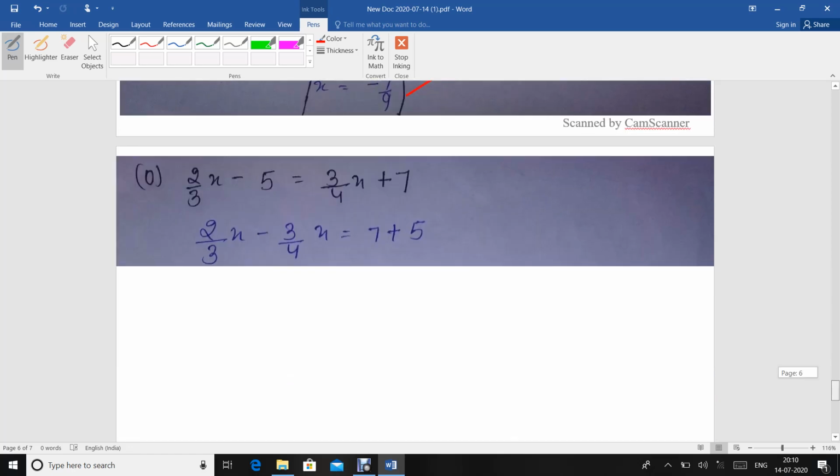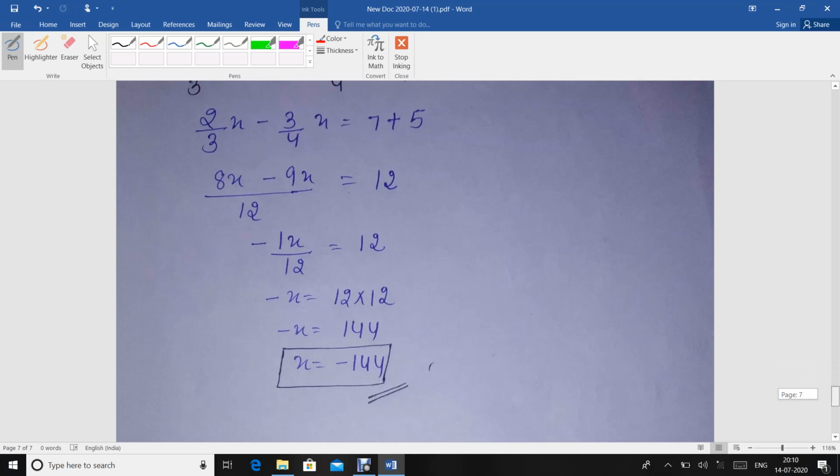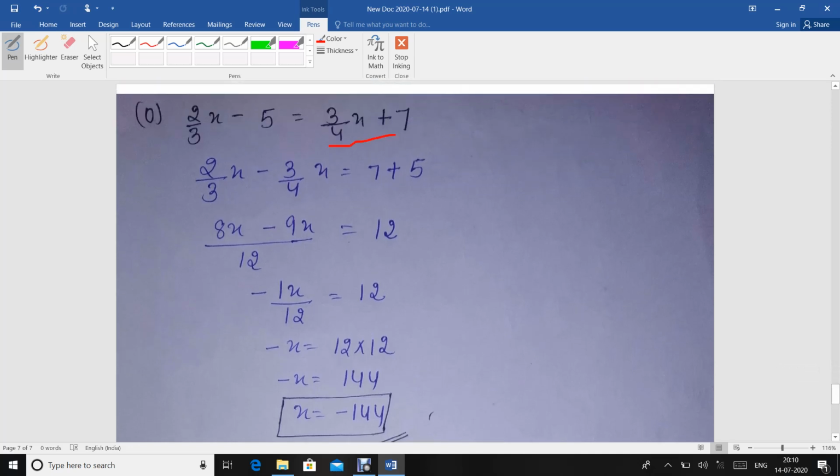Similarly, you can do this question: 2 upon 3 x minus 5 is equal to 3 upon 4 x plus 7. Also in this question, firstly you can see that 3 upon 4 x is positive. So while going on the left hand side it will become negative. So here you have 2 upon 3 x minus 3 upon 4 x is equal to 5 plus 7, as 5 is negative here, so while going on the right hand side it will become positive. So here you are left with minus 1x upon 12 is equal to 12.